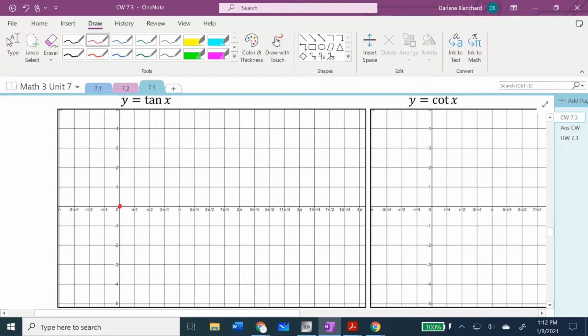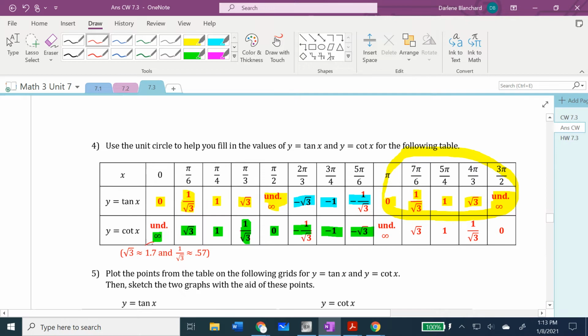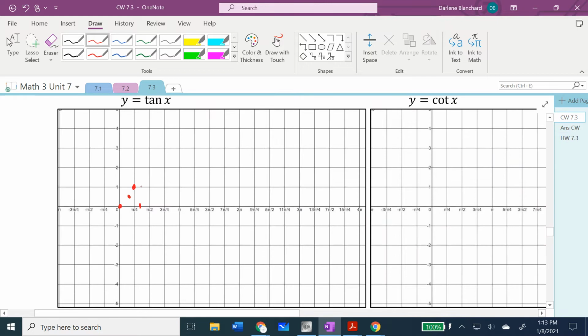Then if I look at, what number am I thinking of? Pi over 6, about here-ish. That was like 0.5 something, so maybe a point about there. When it comes to pi over 4, I got a value of 1. When I got to pi over 3, about here, I had a value that was 1.7-ish. So maybe about there.